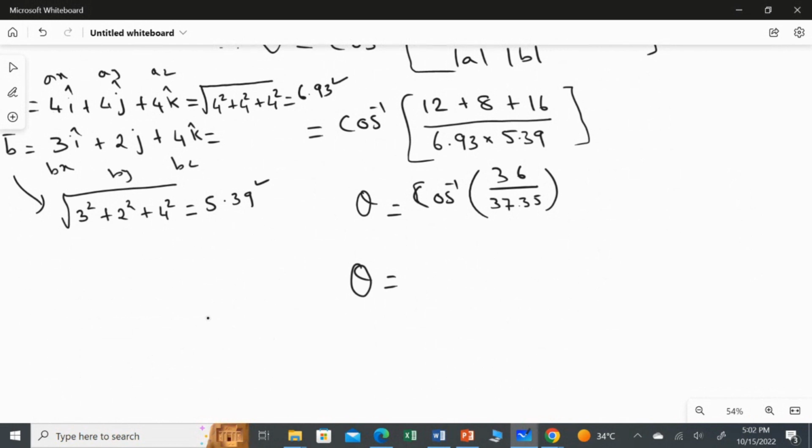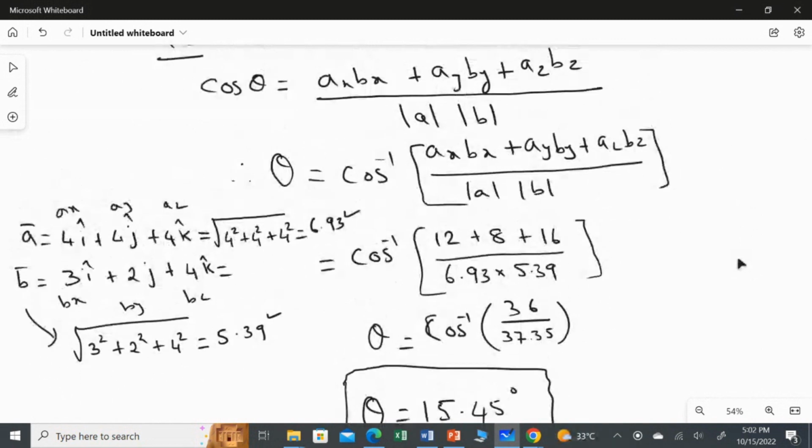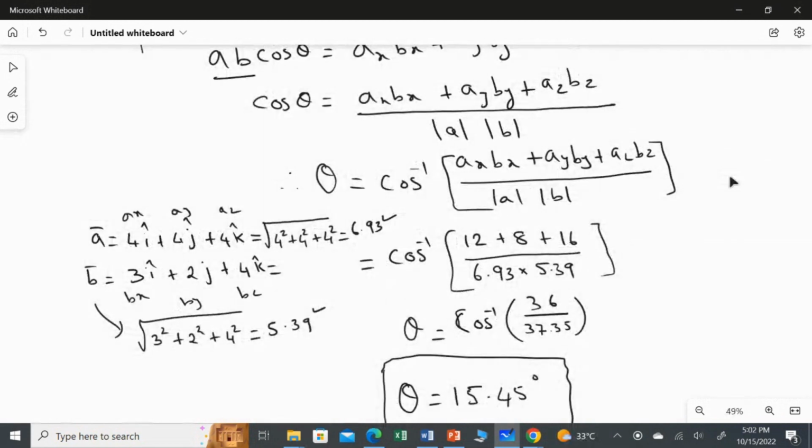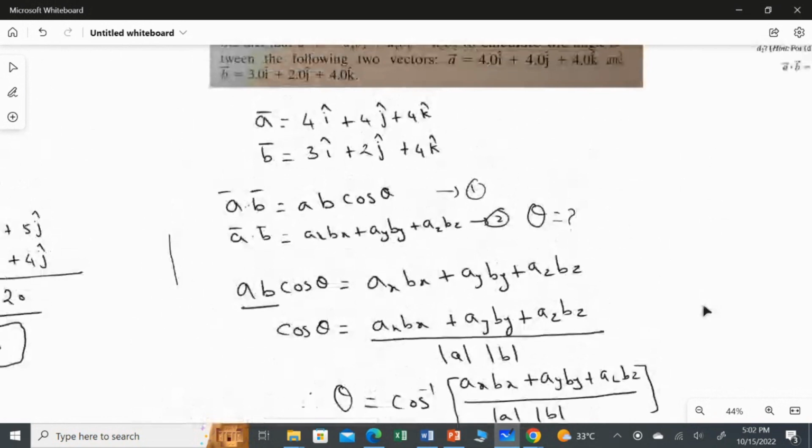So the final answer is theta equal to 15.45 degrees. So this is the answer for our fifth question. Clear? It's the easiest one. The most important thing is that you have to know the formula for A dot B.